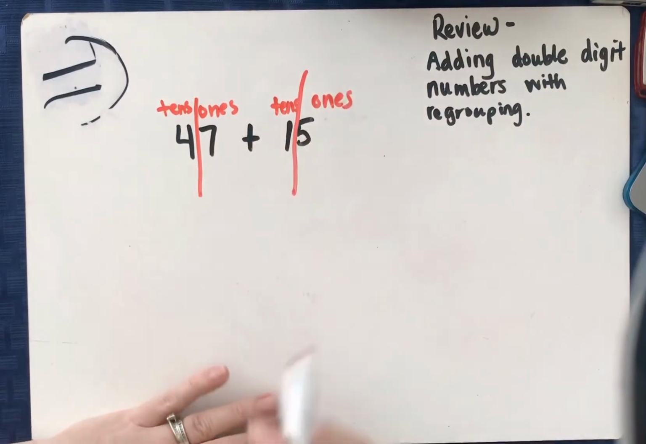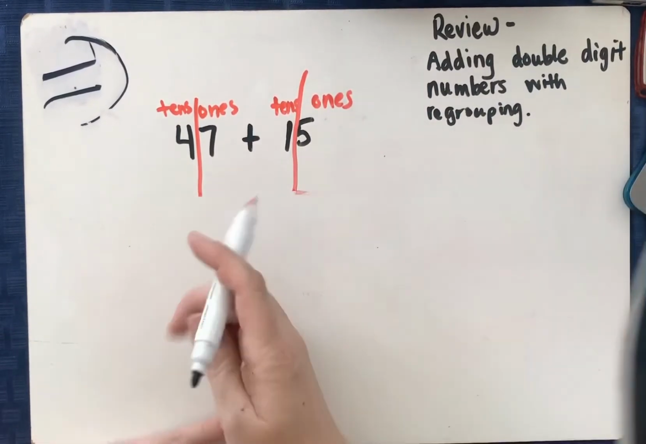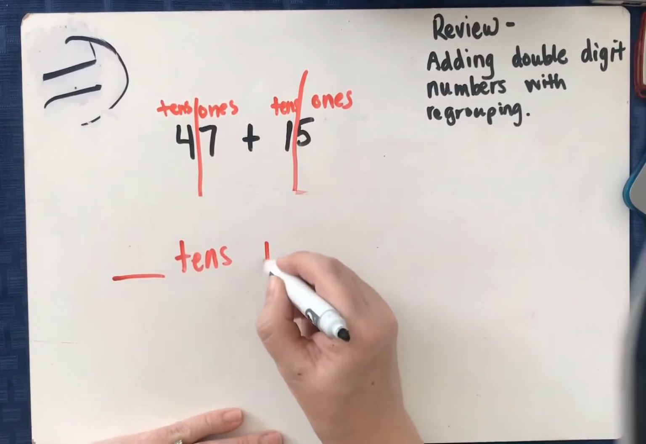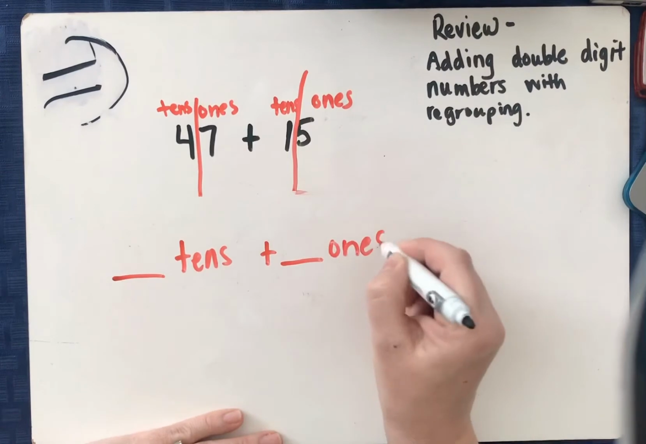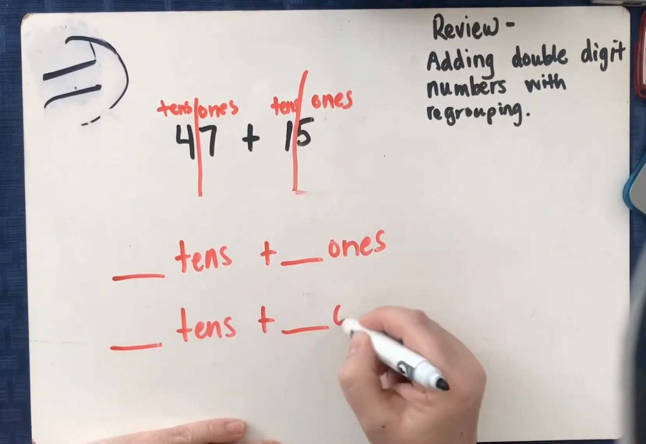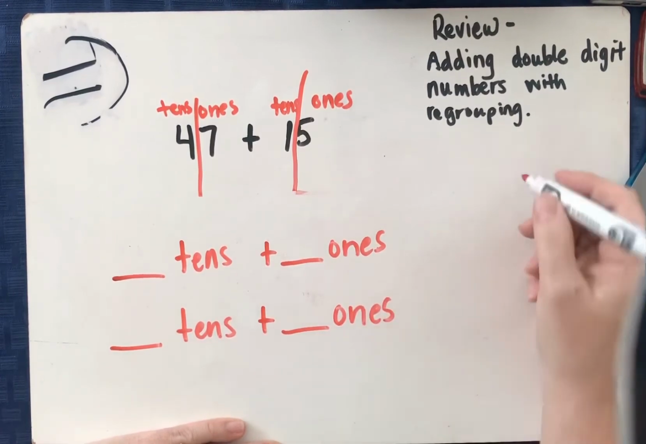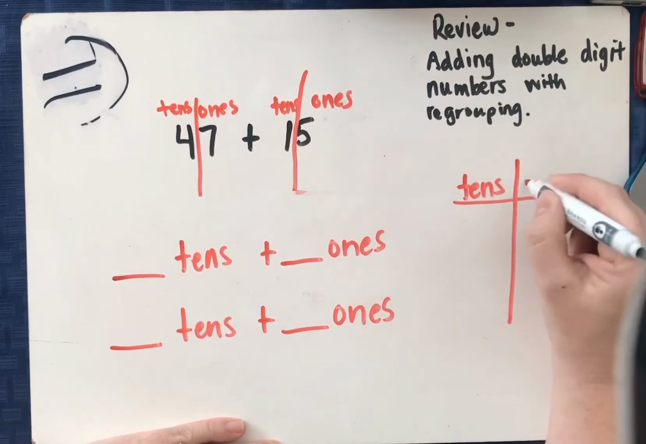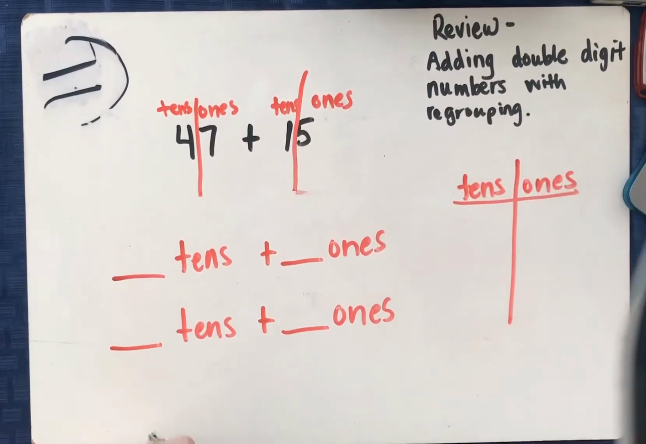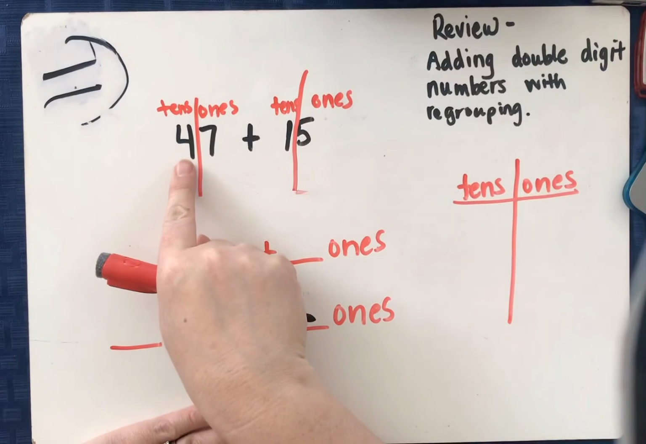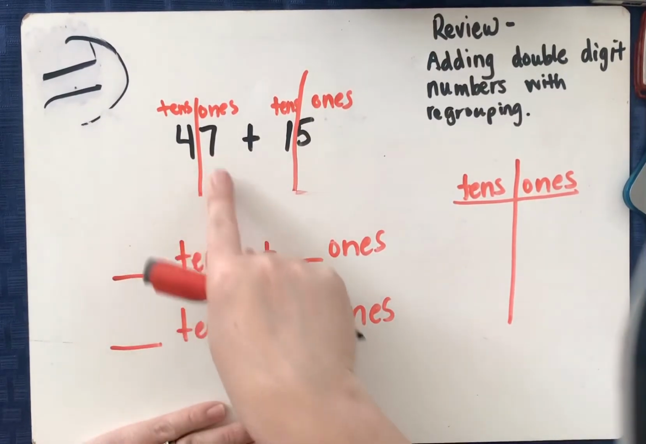So I'm going to draw a line through there. Okay? I'm going to write blank tens plus blank ones, and I like to have my T-chart over here for my tens place and my ones place. Now I'm going to take my two-digit number 47, and I'm going to put my tens in the tens place and my ones in the ones place.